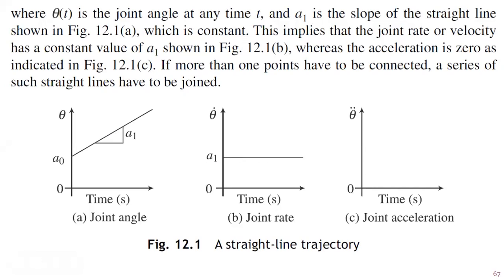Therefore, a1 is constant here. If a1, or velocity, is constant, then acceleration is 0, because acceleration is the differentiation of velocity, and the differentiation of a constant value always leads to 0. Therefore, theta dot is constant, and theta double dot is 0.